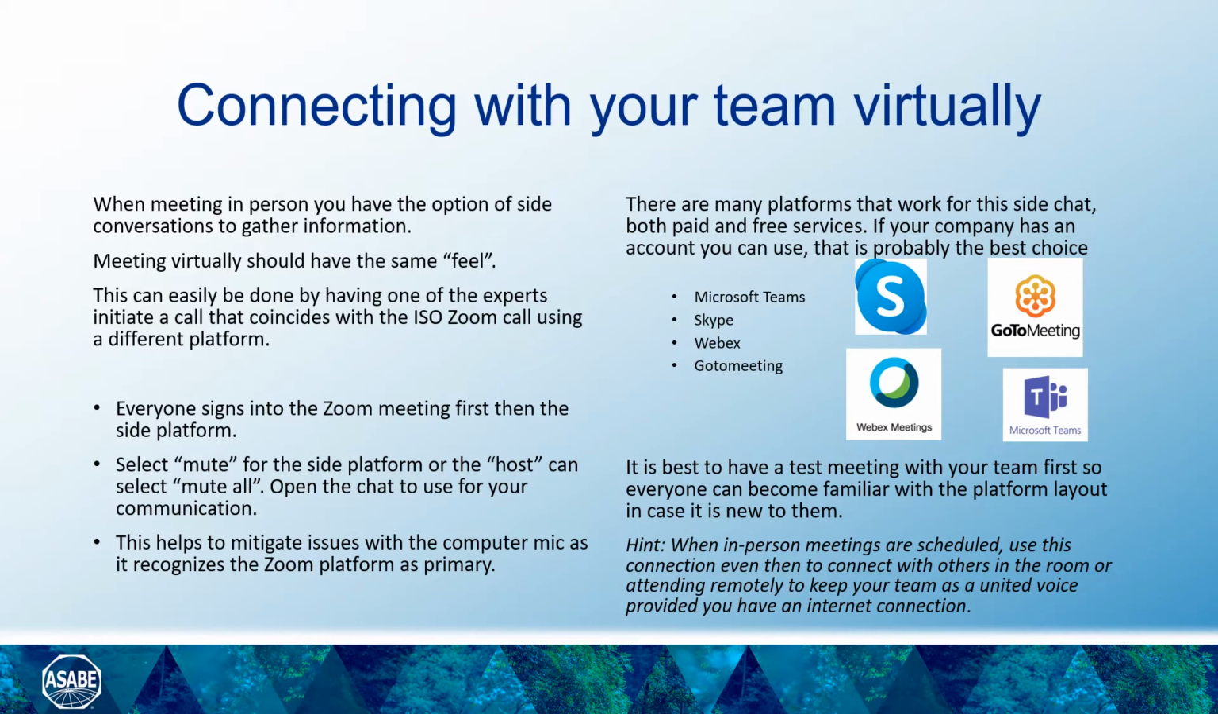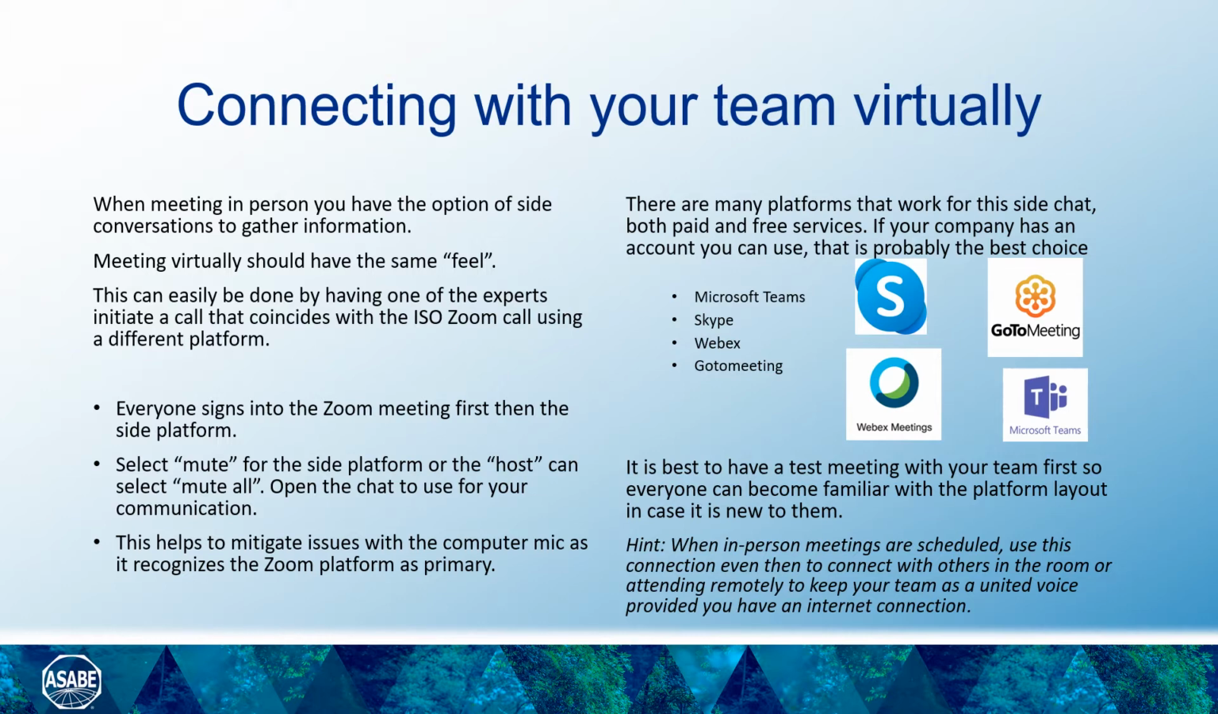When meeting in person, you have the option of side conversations to gather information from your team. Meeting virtually should have the same feel and connection. This can easily be done by having one of your team experts initiate a call that coincides with the ISO Zoom call using a different platform. Everyone signs into the Zoom meeting first, then they sign into the side platform.